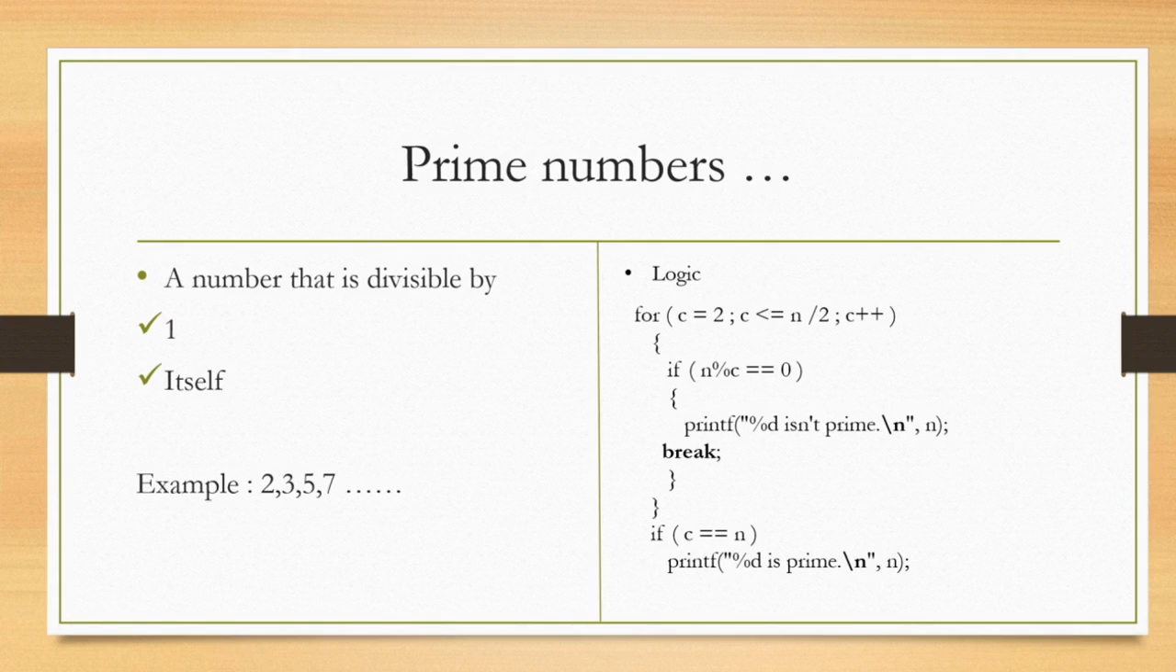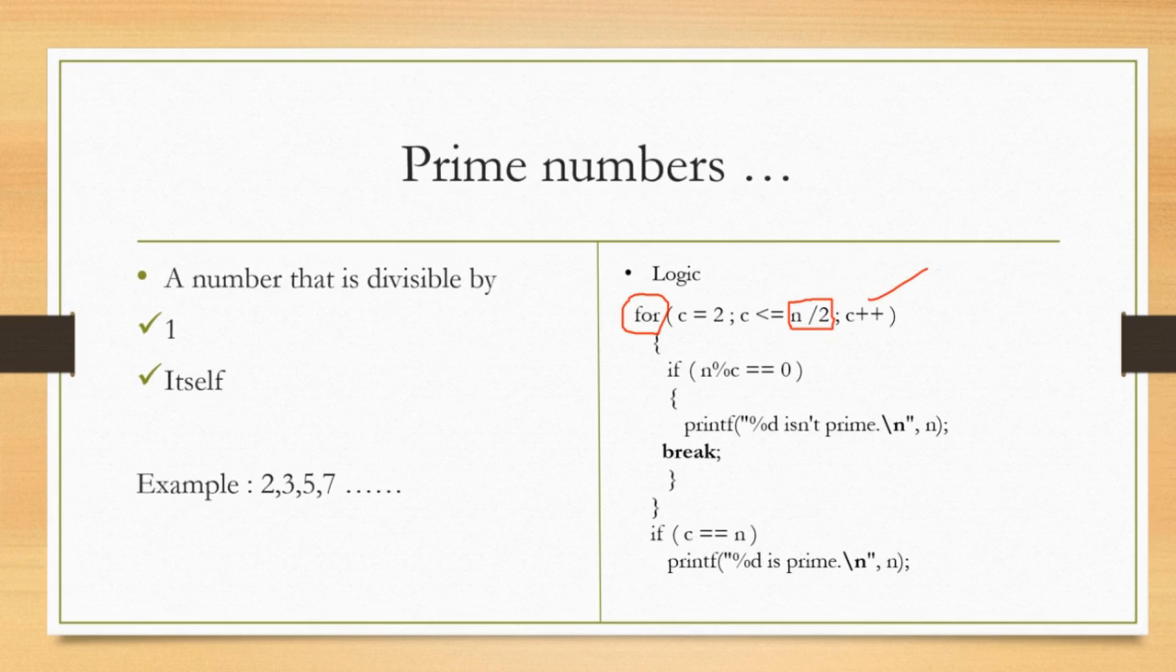Initialize an integer and give it a value of 2, because 2 is the smallest prime number, and we will check until the number under consideration, going up to its half value. For this for loop, every time the value of c will be increased by 1.